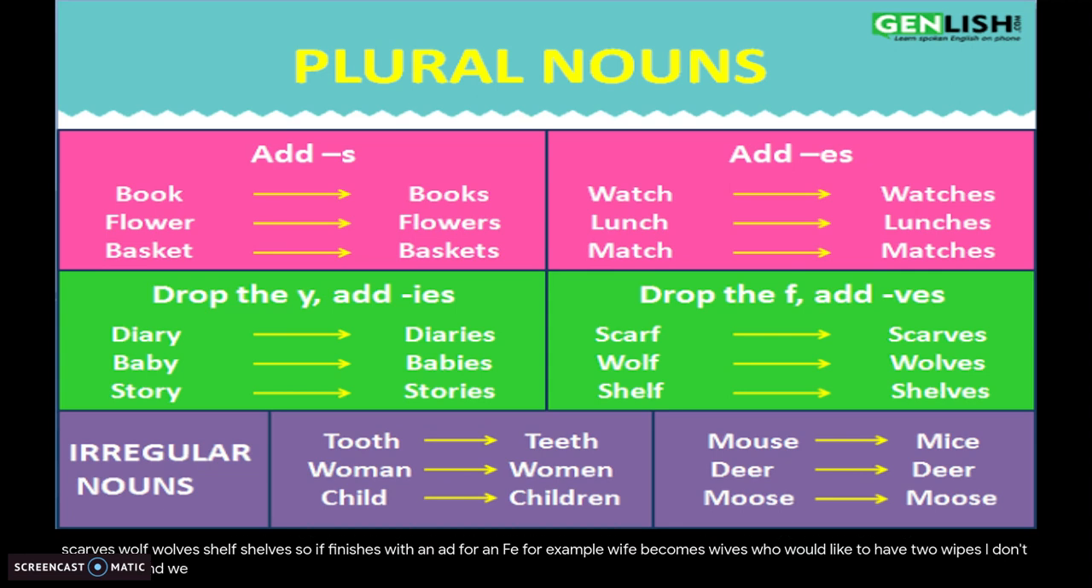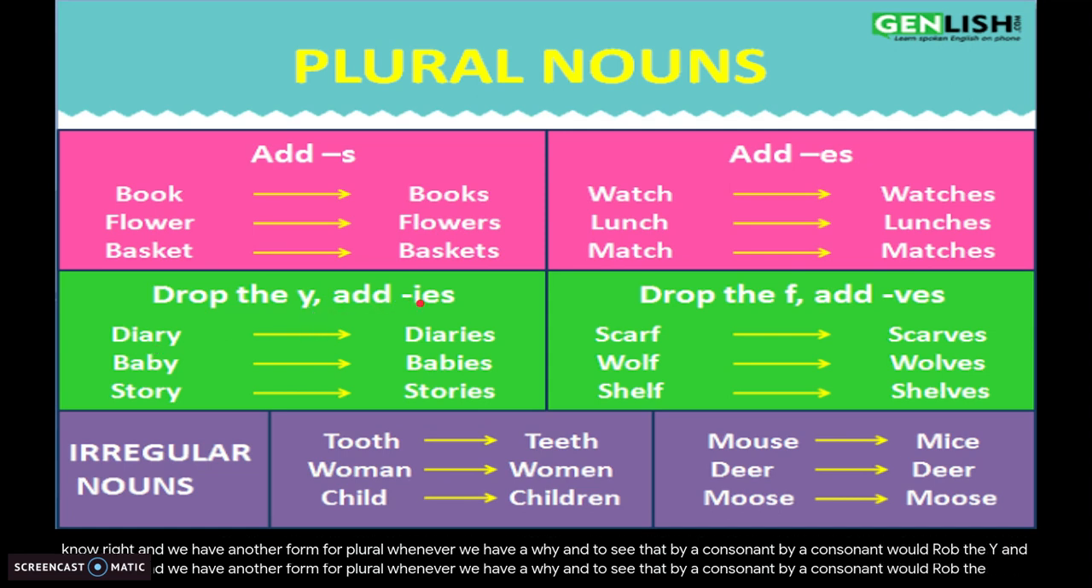And we have another form for plural. Whenever we have a Y preceded by a consonant, check Y preceded by a consonant, we drop the Y and change it for IES in plural. Diary becomes diaries. Baby becomes babies. Story becomes stories. Okay. Now we have endings.